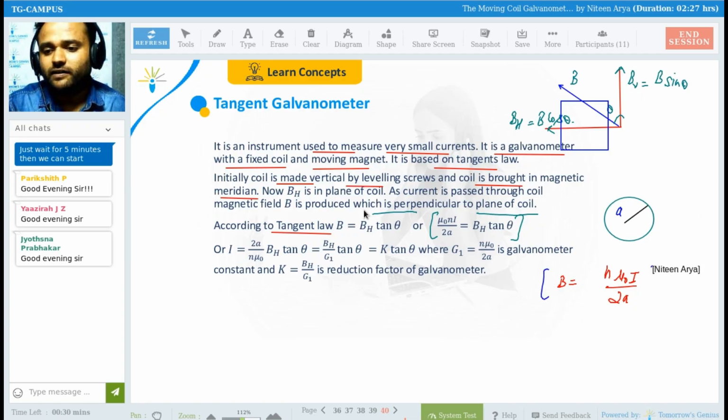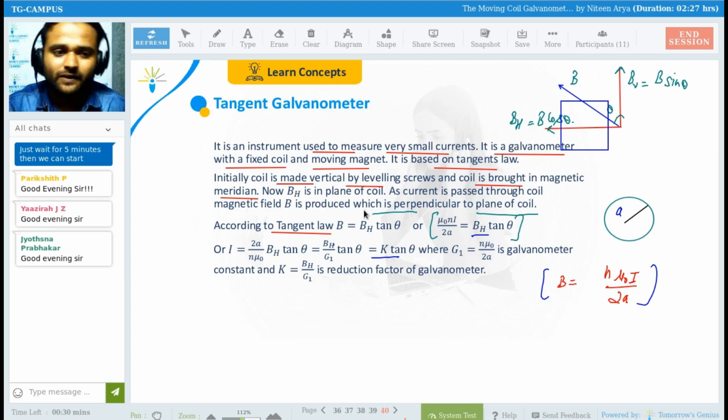So we have this magnetic field. So mu naught Ni by 2A, which is magnetic field, equals BH into tan theta, or I equals 2A upon n mu naught into BH tan theta, where BH upon G1 we put K tan theta, where G1, or you can say galvanometer constant, is n mu naught upon 2A.